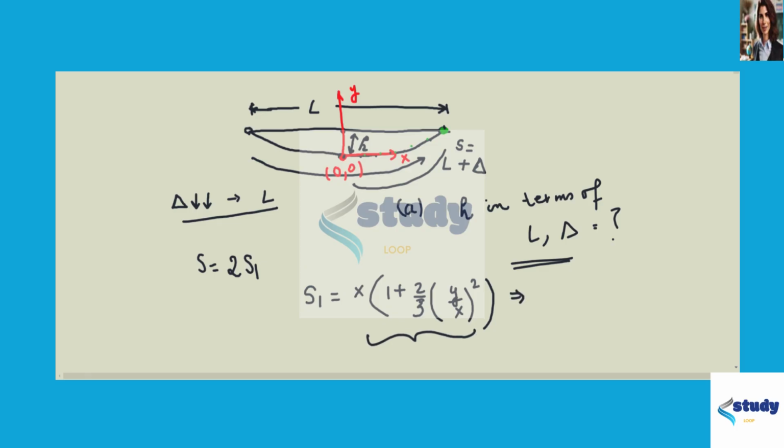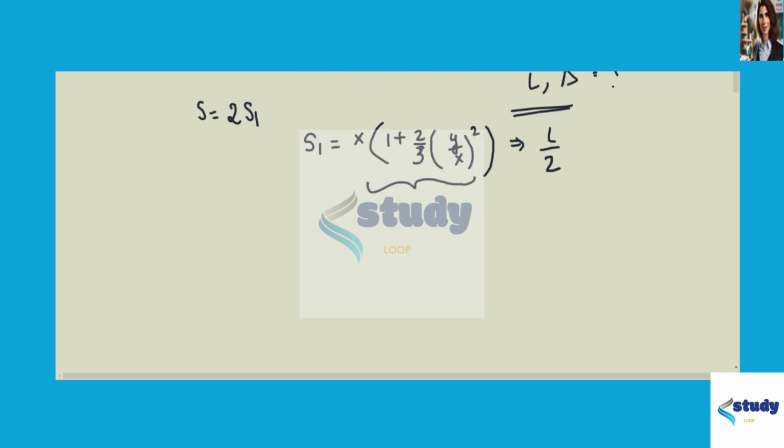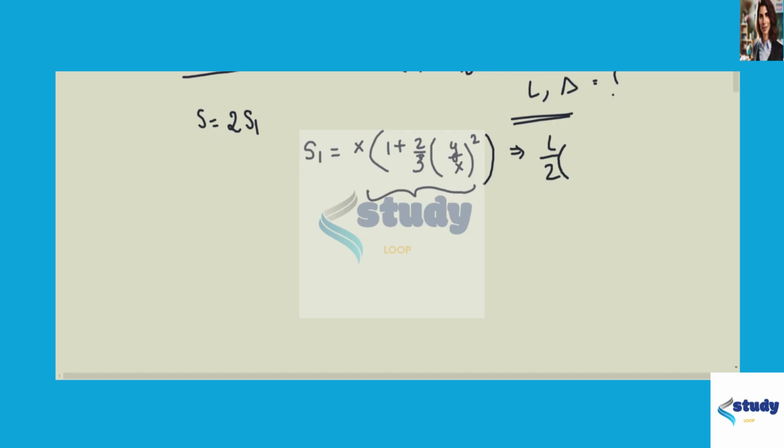So this x is the x coordinate of this point from which we are considering, and y is the height of this point above this origin. So the coordinates of this point are, x is L over 2 and height is h, because this distance is L over 2. So let's substitute these values, x equal to L over 2 and y equal to h. So S1 is equal to L over 2 into bracket 1 plus 2 over 3 into 2h over L square.